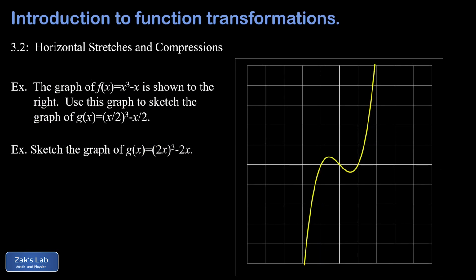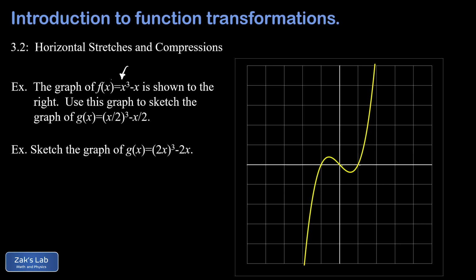Okay, so to wrap things up, we'll look at an example of a horizontal stretch and compression. And for this, we're using the function x cubed minus x. So this is a simple cubic function with roots at x equals -1, 0, and +1. We want to use the graph to sketch the graph of g of x, where g of x is given by this, (x over 2) cubed minus x over 2. Well, all that is a replacement of x in the original function. g of x was obtained from f of x by replacing x with x over 2.